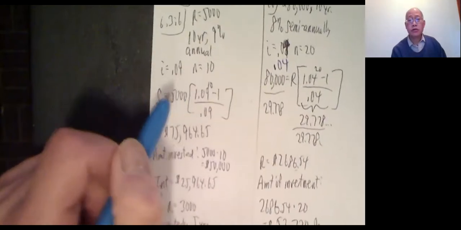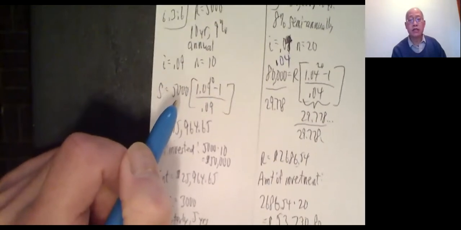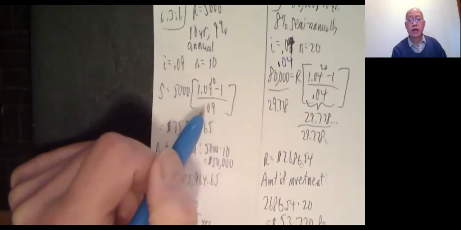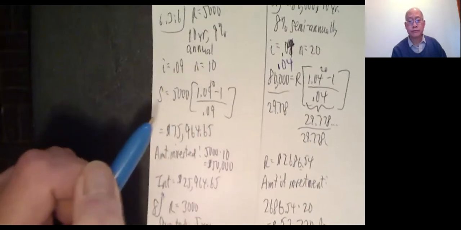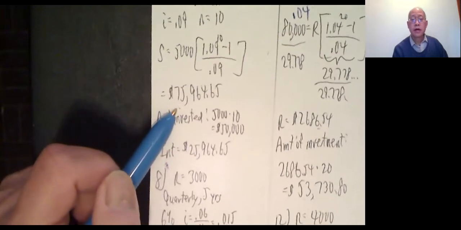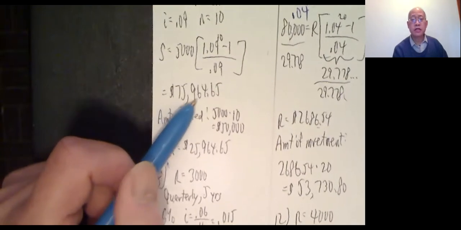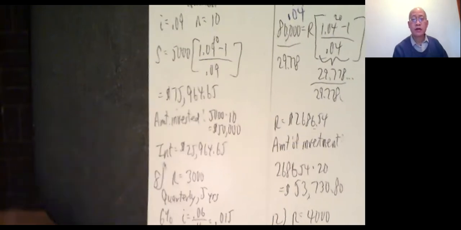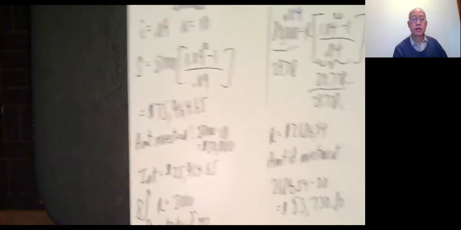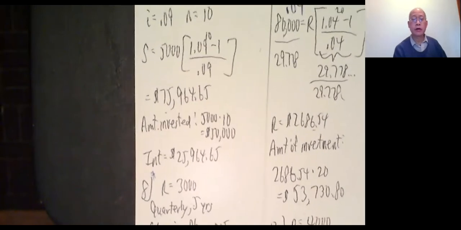Okay, so we're making $5,000 deposits for 10 years. 1.09 to the 10th power minus 1 divided by 0.09. Okay, and 75,964.65 is the answer. Okay, so I'll hold it here just for a moment, and I'll try to show that to you on the calculator.